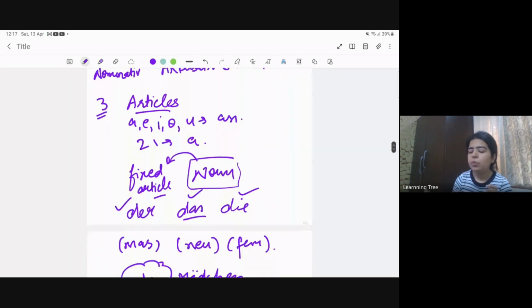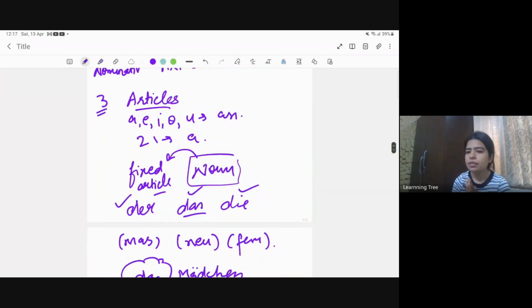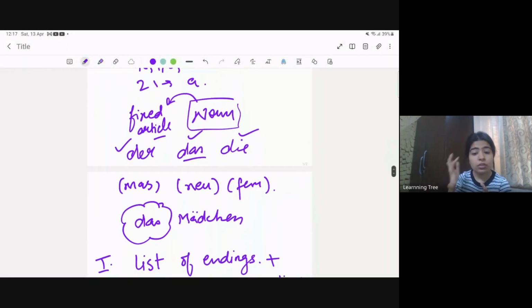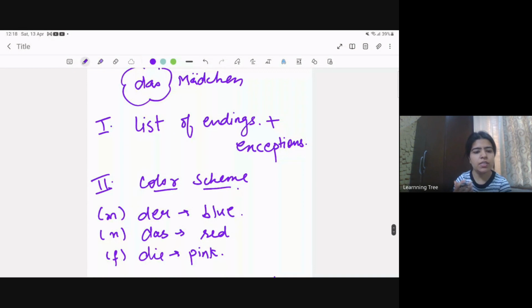Then we learned the rule for articles, that in German, every noun, 100% of the nouns, they have their fixed article. So we need to learn the article of each and every noun. And these articles help us in recognizing the gender of the noun. So if we don't know the article, we don't know the gender as well. So we can opt either of the ways. First way is learning the list of endings that obviously we'll be providing you once you join the course.